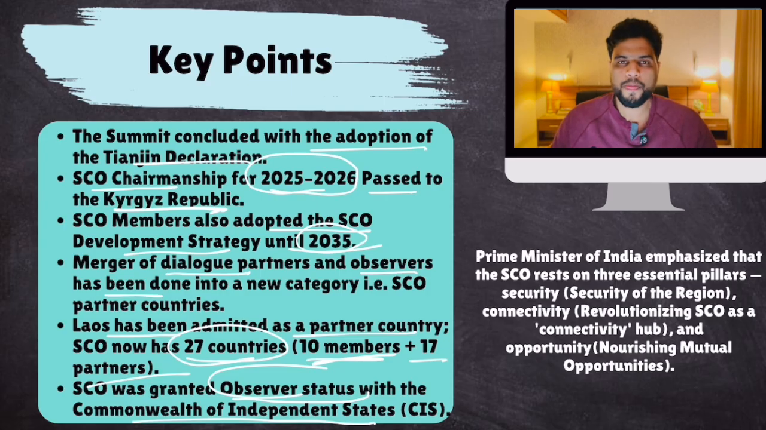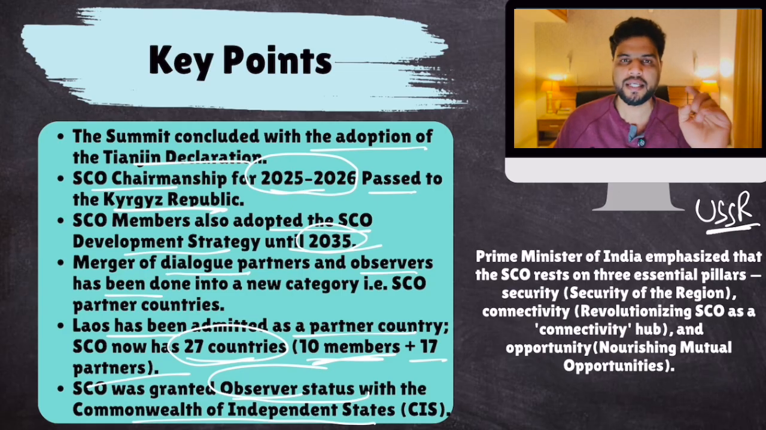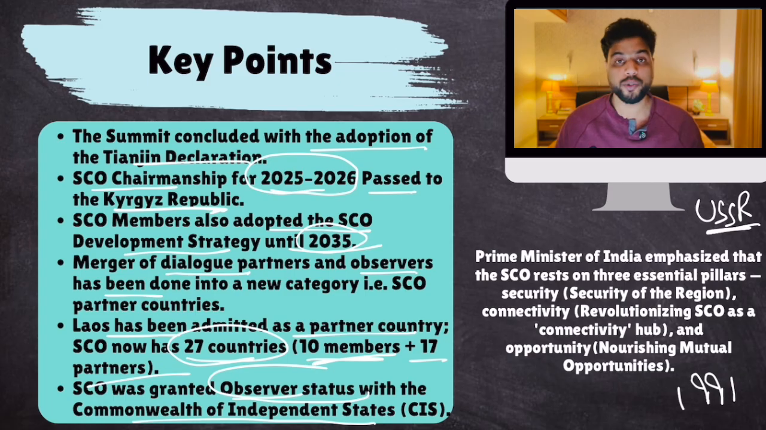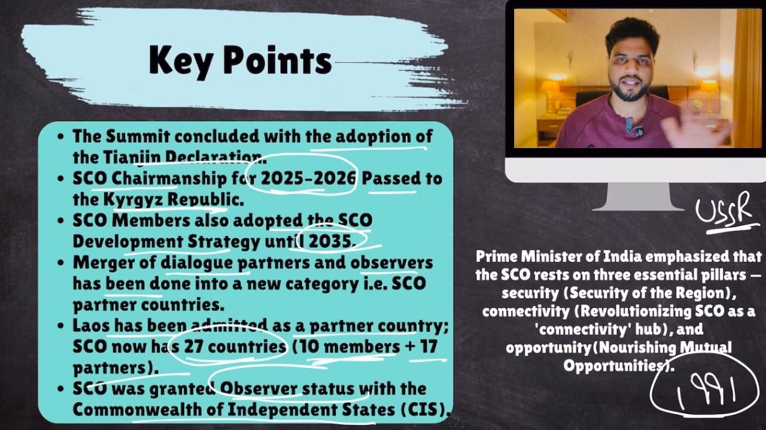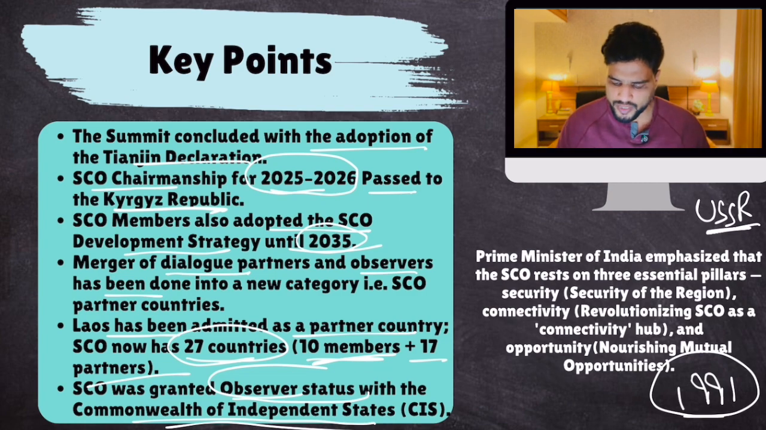Basically, you should know that once upon a time there was this thing called USSR, also known as the Soviet Union. Russia was just one member country of this. Tajikistan, Uzbekistan, all these Stan countries, or Ukraine, they were all part of USSR. In 1991, USSR broke down into these individual countries: Russia, Ukraine, Kazakhstan, Tajikistan, all of these. But still, they created a UN-like structure, which is known as the Commonwealth of Independent States. They are independent, but they have created a cooperative mechanism. Now, CIS has given observer status to SCO.